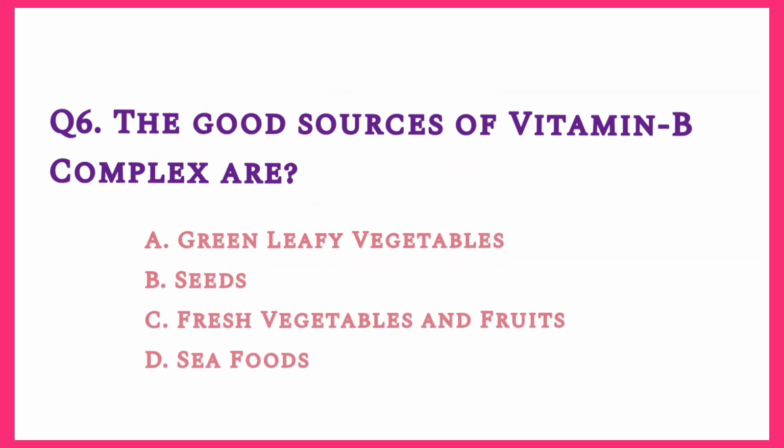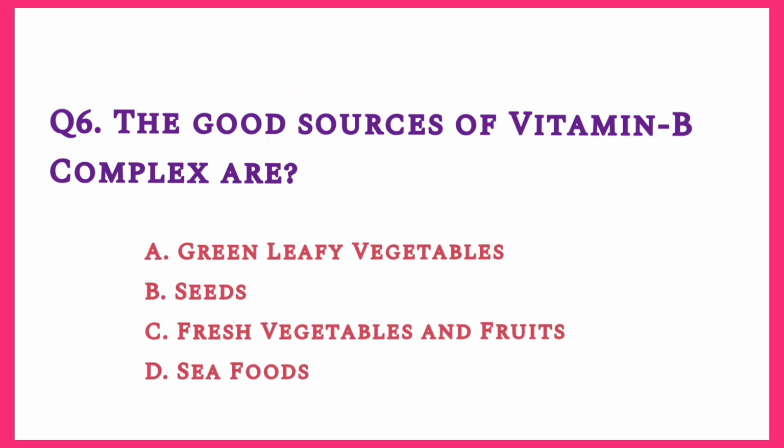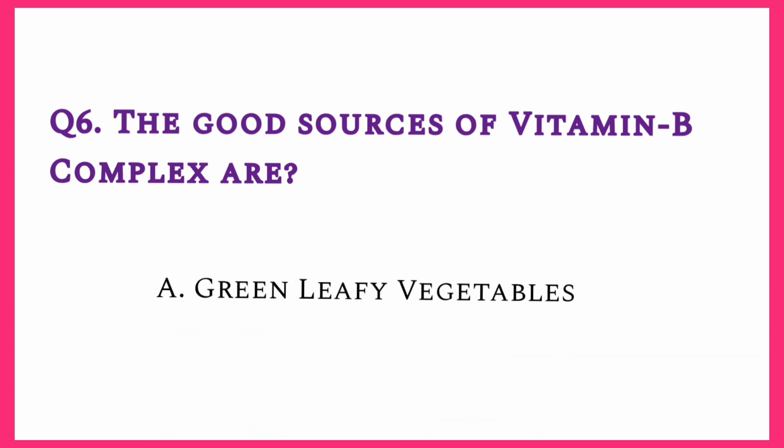The good sources of vitamin B complex are A. Green leafy vegetables, B. Seeds, C. Fresh vegetables and fruits, D. Seafood. The right answer is A. Green leafy vegetables.